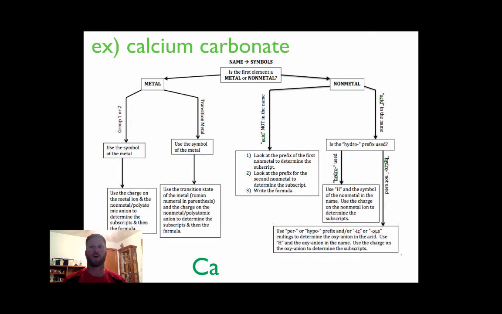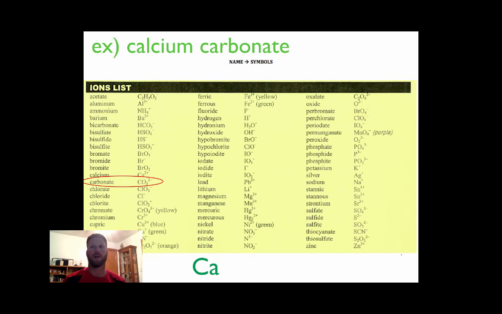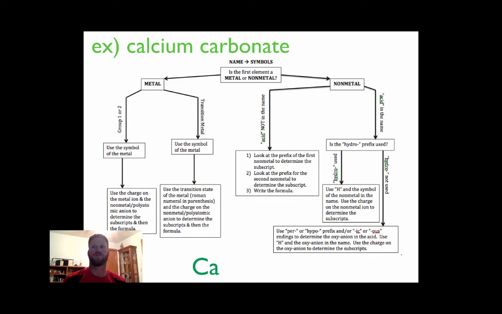Now we have to remember what carbonate is. An ATE ending tells us that we are dealing with a polyatomic ion. If we look it up, we see carbonate is CO3 2-. So we have to use the charges on the ions to figure out the final formula of the compound. We already know that carbonate has a -2 charge. Calcium is in group 2, so we know it will have a +2 charge on its ion.